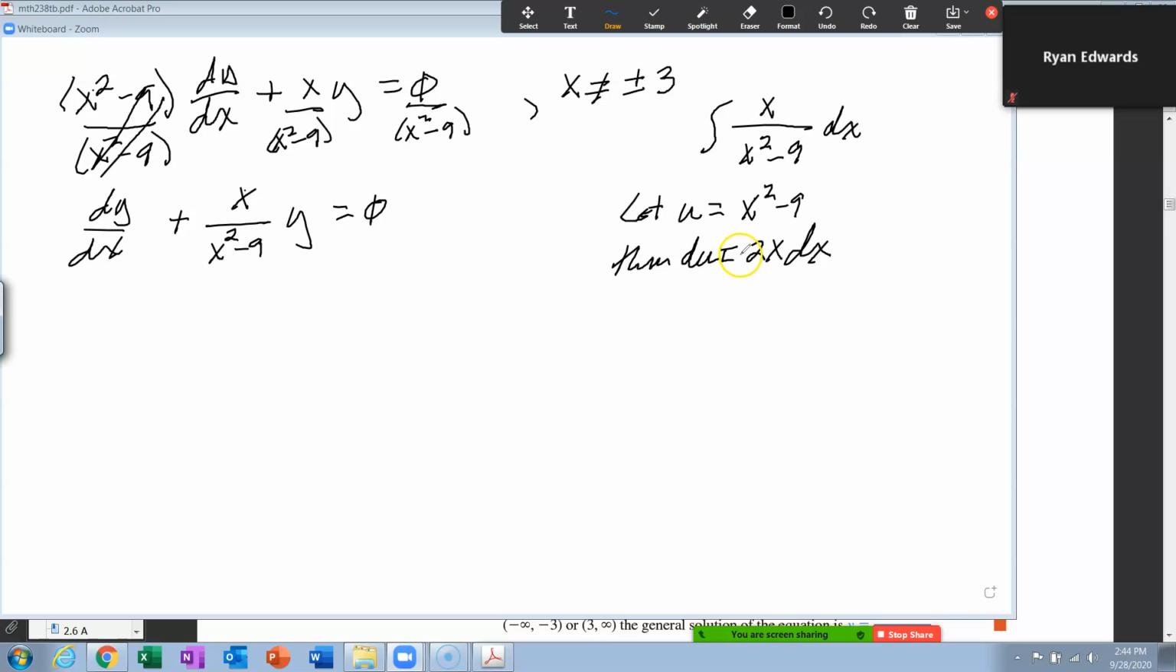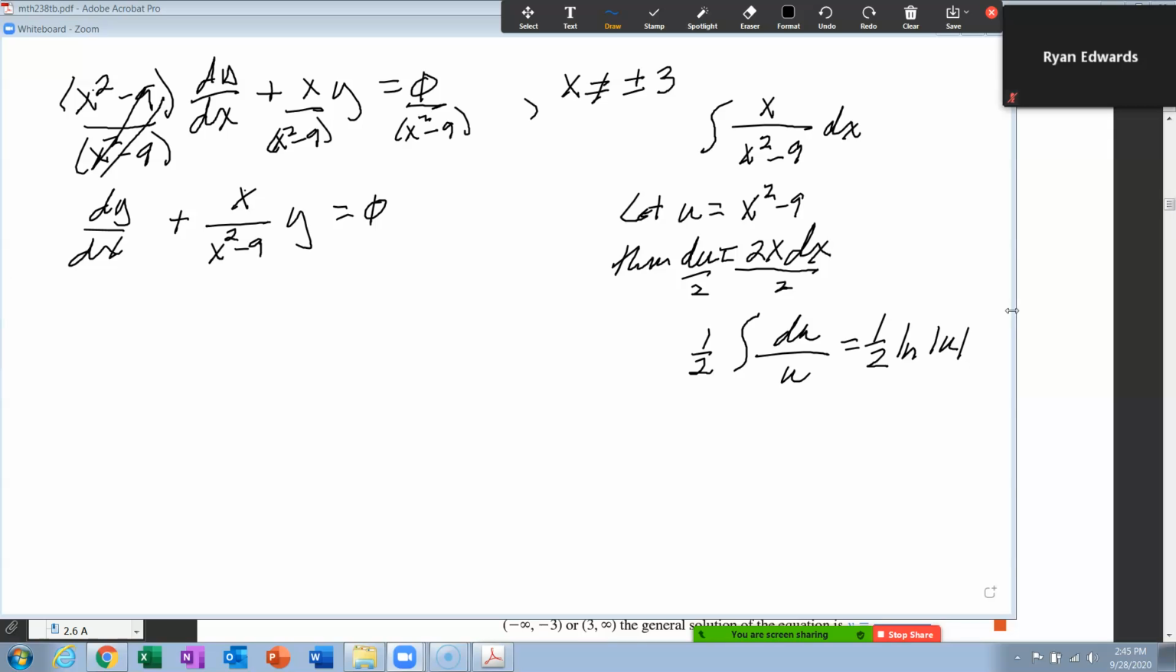Okay, 2x dx. Well, we have an x dx. We need to get rid of the 2, so we're going to divide both sides by 2. So that leads us to 1/2 the integral of du over u, which is 1/2 the log absolute value u. Now don't do a plus c with this. This is the integral of p of x dx. Go and leave it like that.